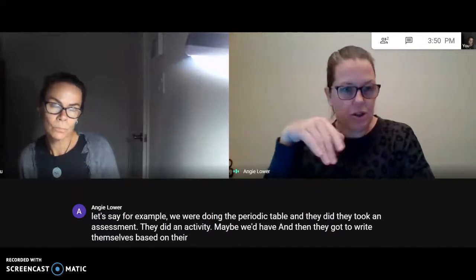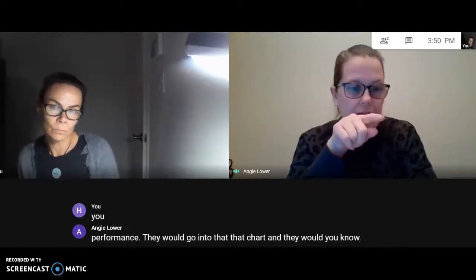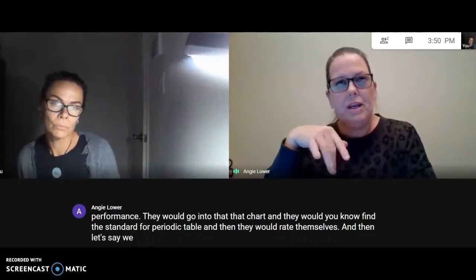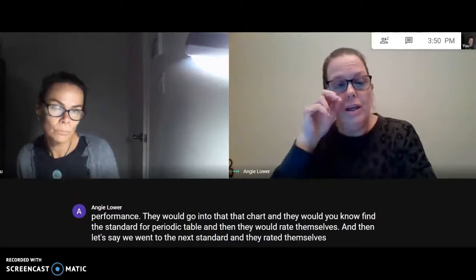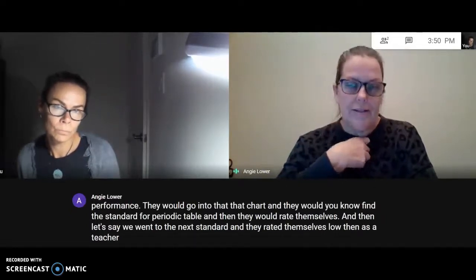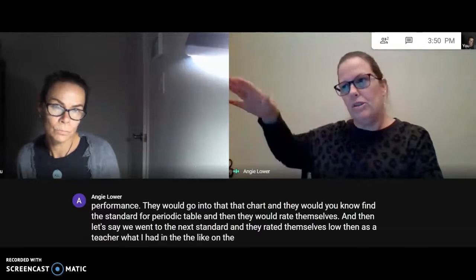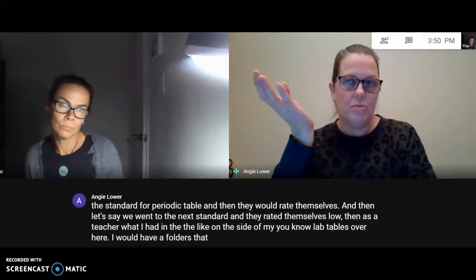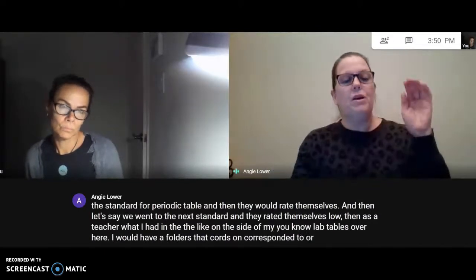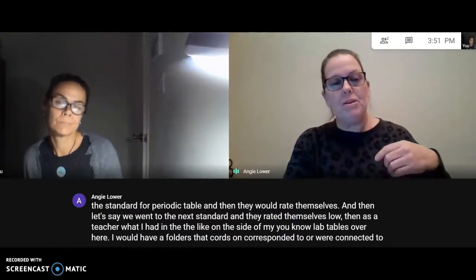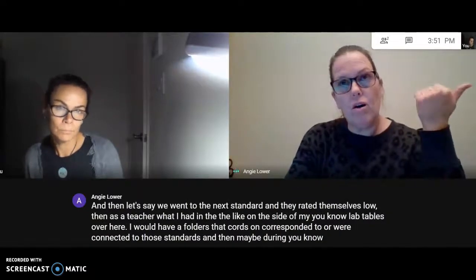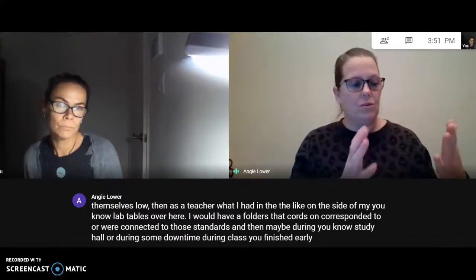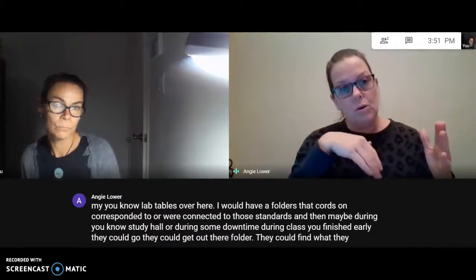They would go into that chart, find the standard for periodic table, and then rate themselves. Then let's say we went to the next standard and they rated themselves low. As a teacher, on the side of my lab tables I would have folders that corresponded to those standards. Then during study hall or some downtime during class, if they finished early, they could get out their folder and find what they had scored themselves low on.